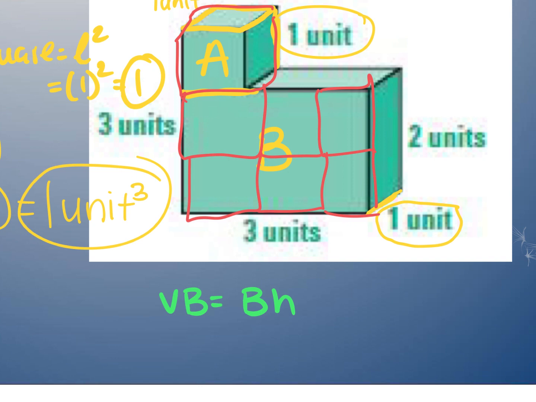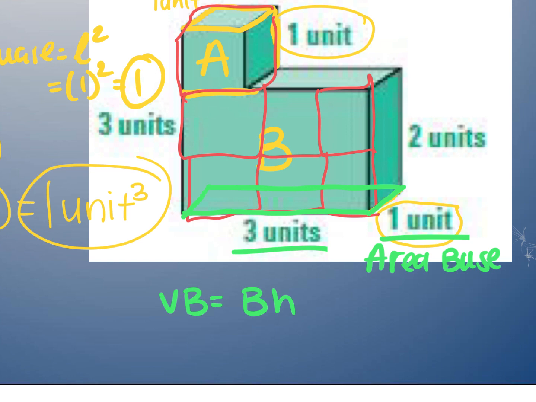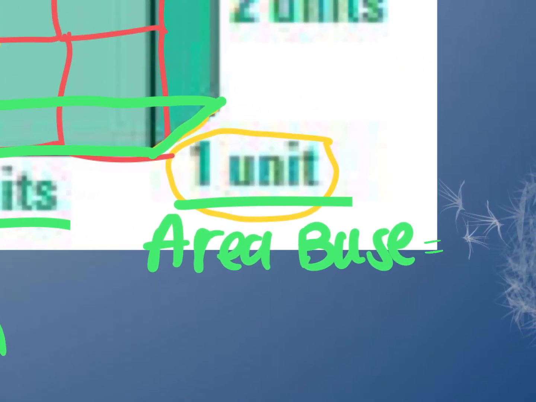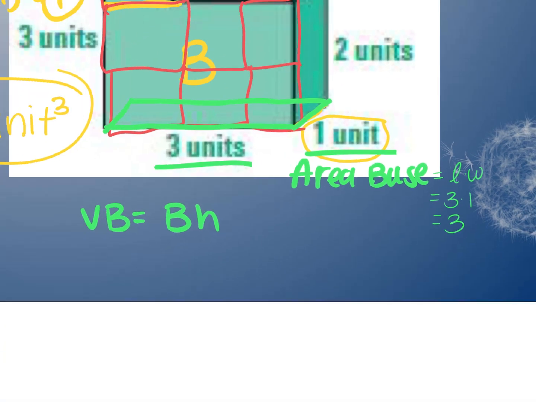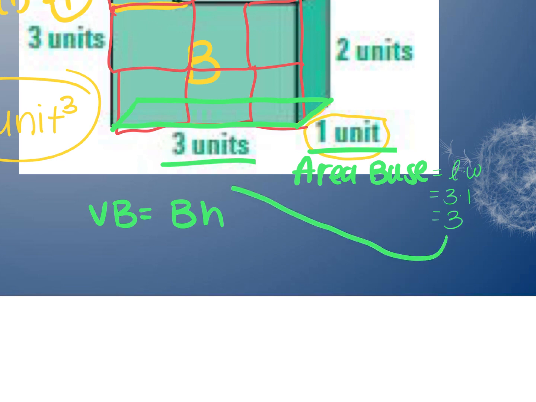Now, the base for this prism is not a square. What is the base for this prism, guys? It's a rectangle. Very good. And it's 3 units by 1 unit. So the area of the base is the area of a rectangle, which would be length times width. In this case, it's going to be 3 times 1, which is just 3. So our B value is going to be 3.